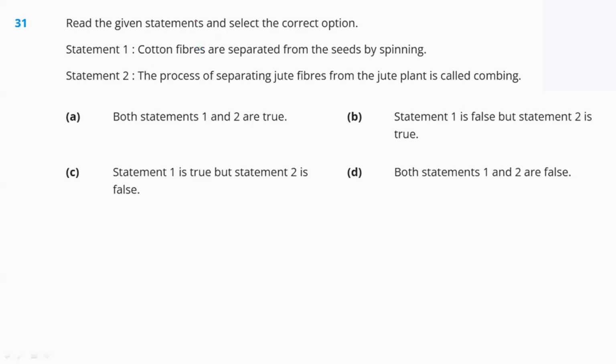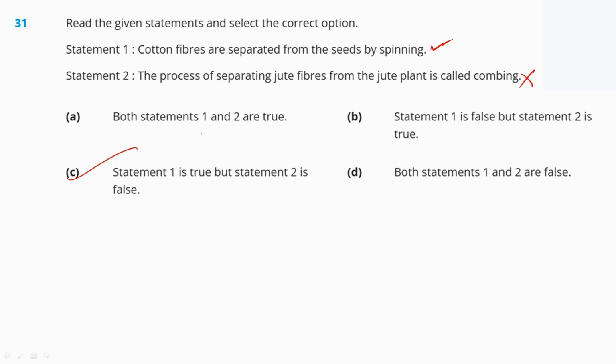Next, read the given statements and select the correct option. Statement 1, cotton fibers are separated from the seeds by ginning. This is correct. And the process of separating jute fibers from the jute plant is known as combing. No, this is called retting. So statement 1 is correct and statement 2 is false. So option number C is the right answer for this question.